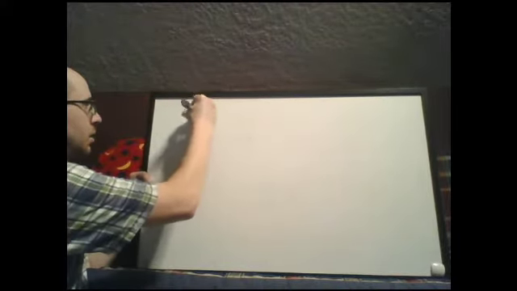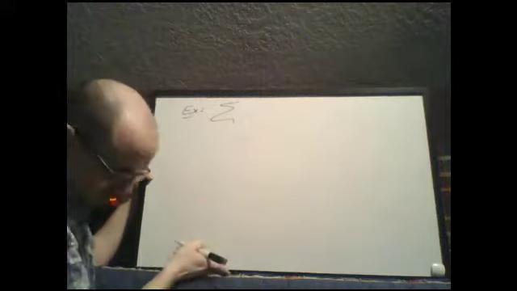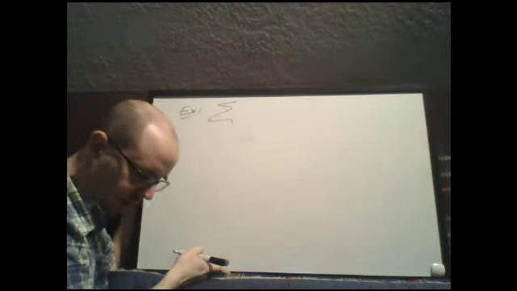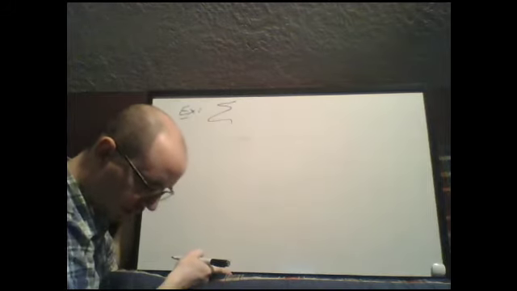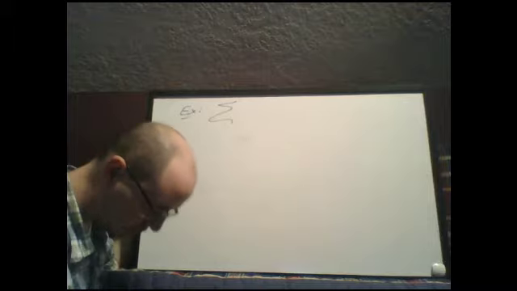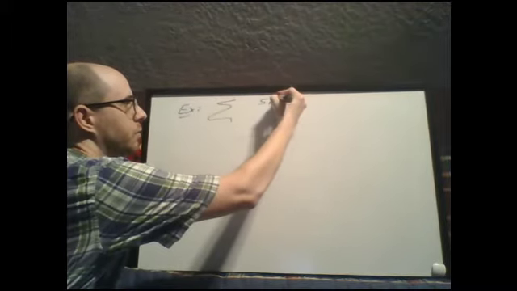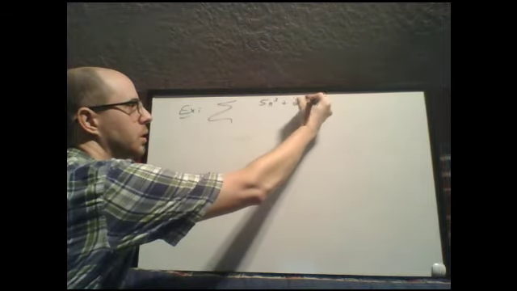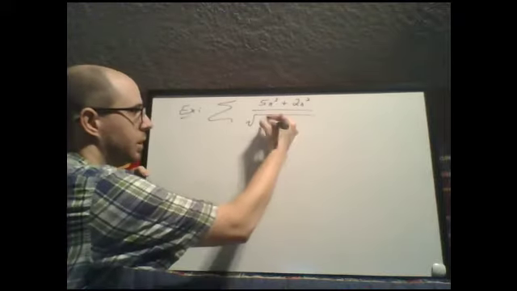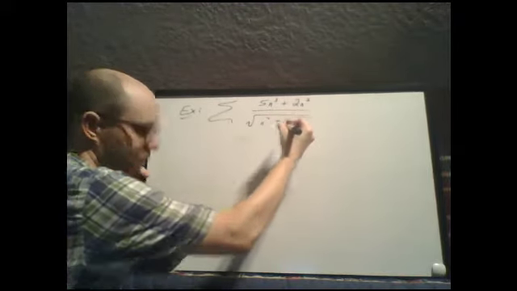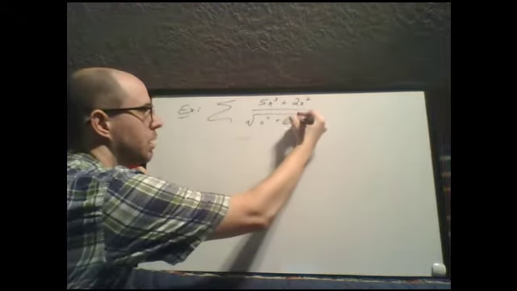Sometimes, not only is it difficult to figure out the direction, but you can't really come up with a direction. So what I mean is, suppose I want to look at the series 5n cubed plus 2n squared, divided by the square root of n to the 7th plus 6n squared plus 1.